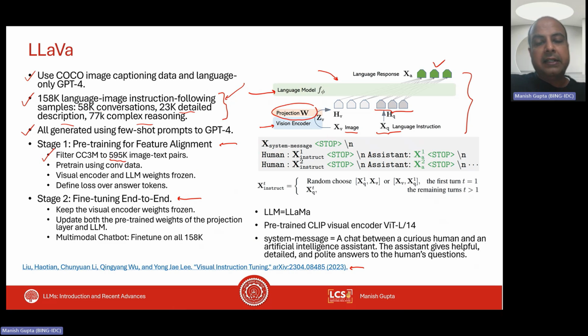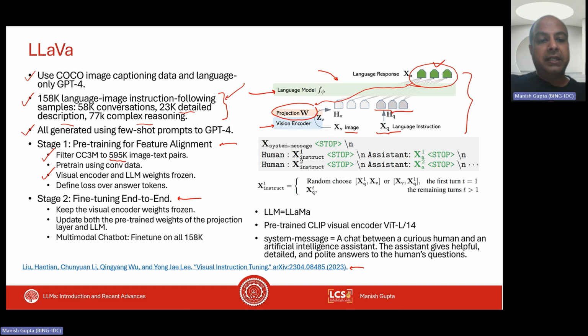In this pre-training stage, the visual encoder and the LLM weights are frozen, and only the projector is what is learned. The loss is defined over answer tokens. So whatever answers are generated, you compute the loss over them, backpropagate, and learn the projector by keeping the large language model and the vision encoder frozen.